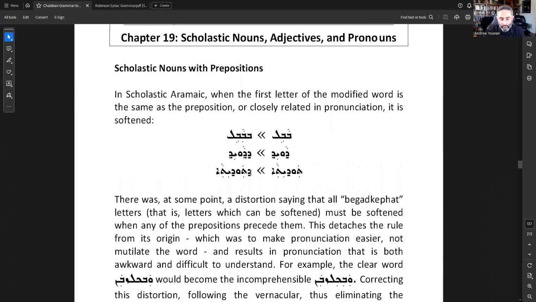But Toditha, if you want to say of the faith or of the religion or of the confession, like when you're confessing that God is good or something like that, if you want to say something of that, well, Deleth and Tau are really close in pronunciation, so you can say Toditha. This is softened, the dot kind of disappeared in the printing. Dthoditha. Now, that's a pretty reasonable rule.